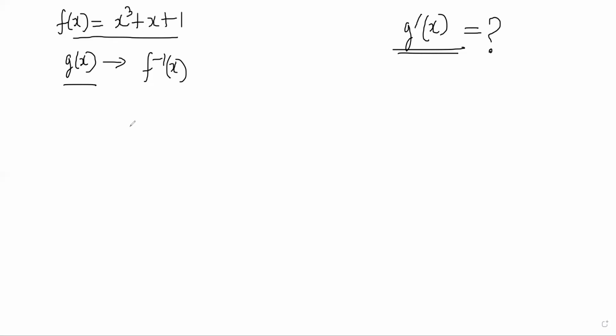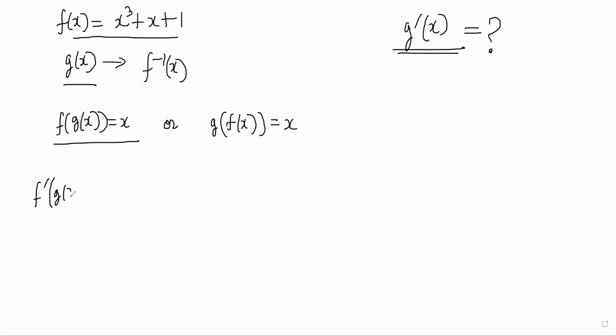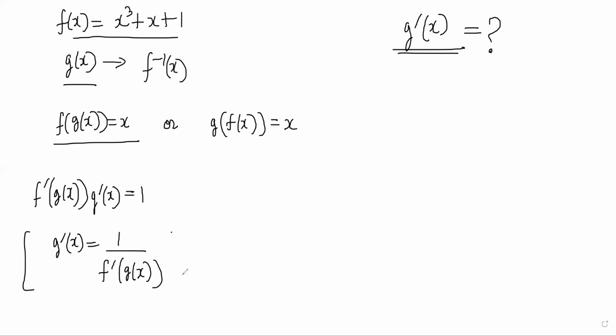So what you have to do is use either f of g of x should be x or g of f of x should be x, because they are inverses of each other, correct? If you use this equation and differentiate it, you get f dash g of x into g dash x is equal to 1, right? So g dash x would be equal to 1 by f dash g of x. This is coming from here directly.